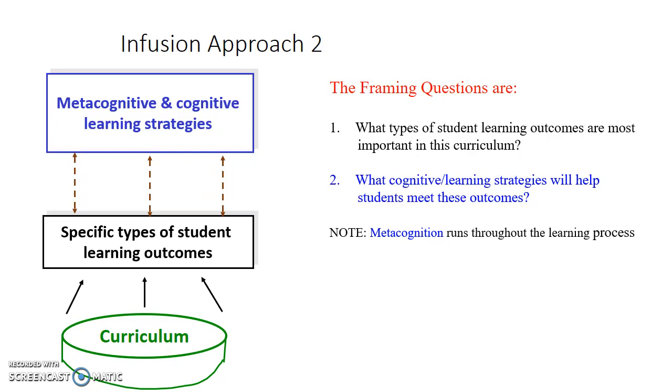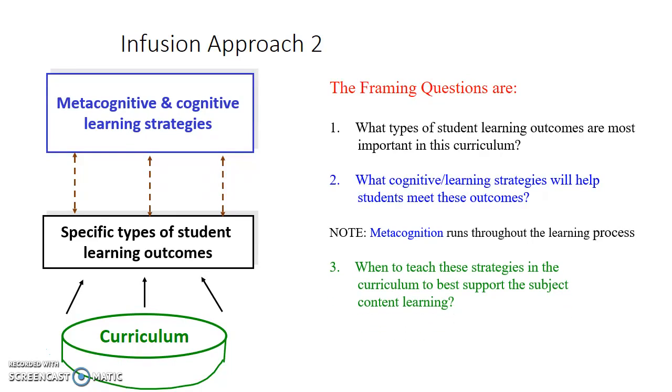As I mentioned briefly earlier, metacognition runs throughout the learning process. So it's pretty good to make students aware that they can think about their thinking and think about managing themselves. And by doing this and using good strategies, they're likely to be more successful, as we saw in the framework in episode 3. Then it's a question of saying, right, okay, when to teach these strategies and develop these skills in the curriculum, and what lessons will best support the subject content learning.